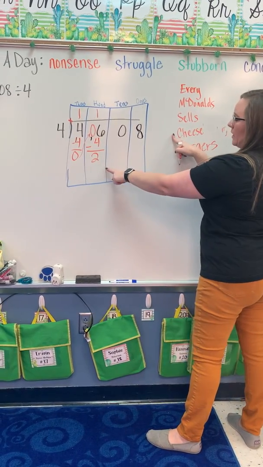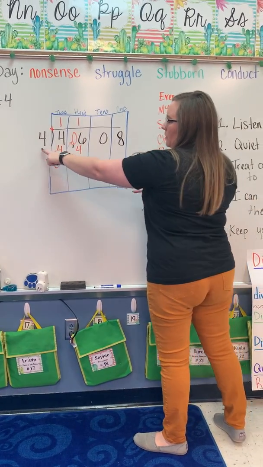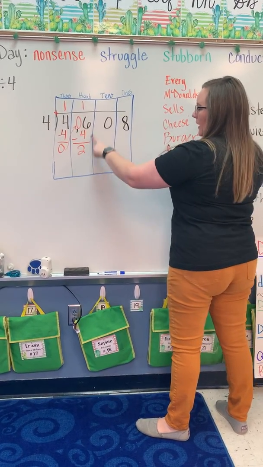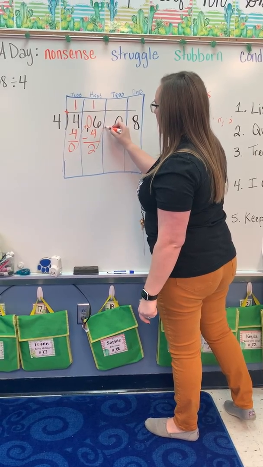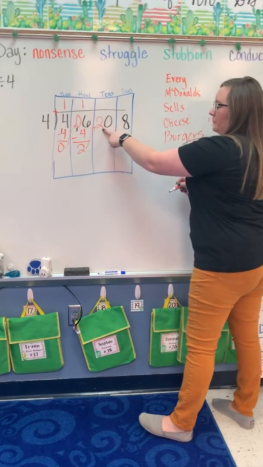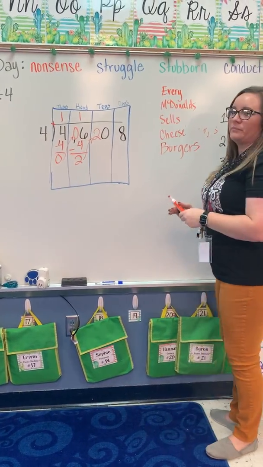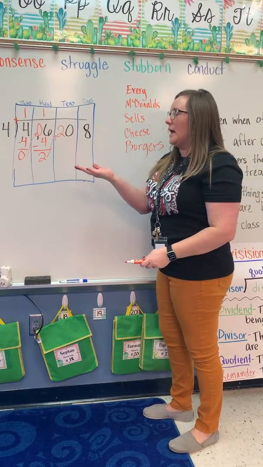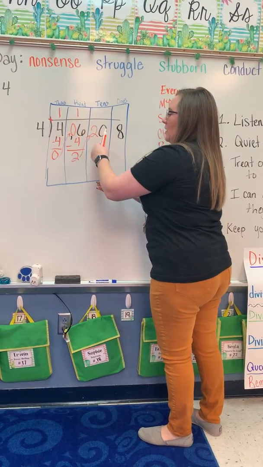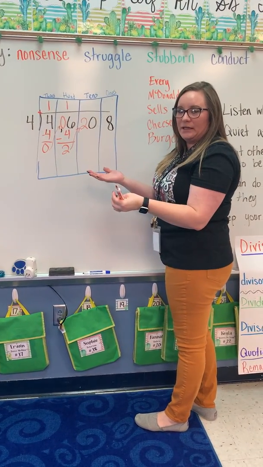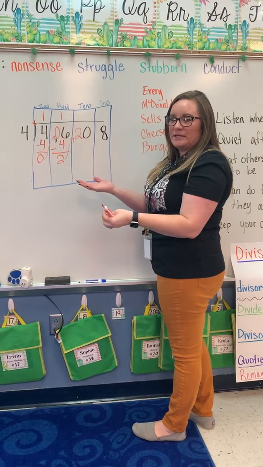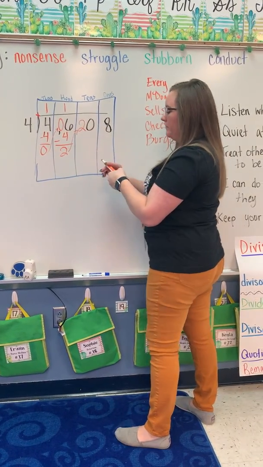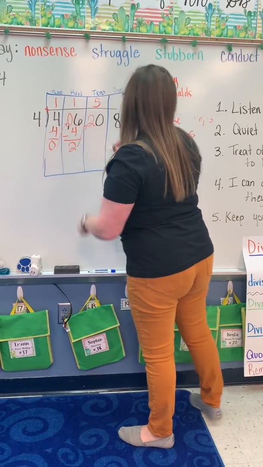I'm going to check my remainder. Is 2 smaller than 4? Yes, it is. So I'm going to bring it up here. Then I'm going to start back at the top. I'm going to estimate, which is every. I have 20 M&Ms in my hand now. How many times can I take 4 out of 20? I can take 4 out of 20 5 times, because 4 times 5 is 20. So I'm going to put my 5 right here.